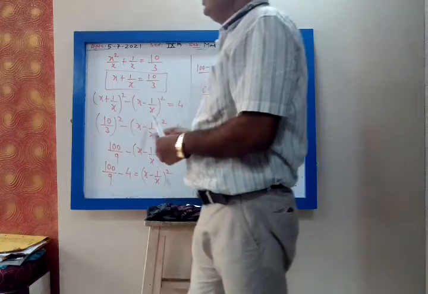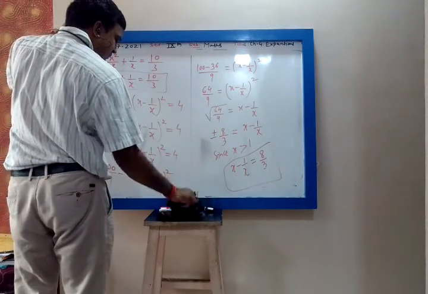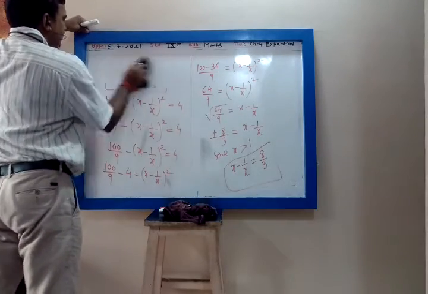Okay. Now to find x cube minus 1 upon x cube, how will you find that? Use the formula.